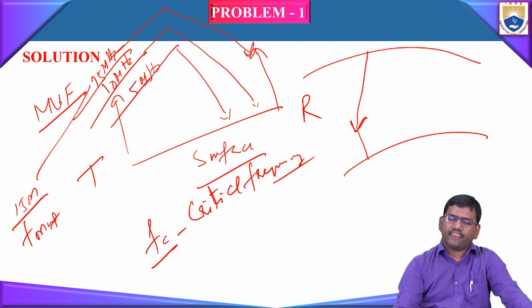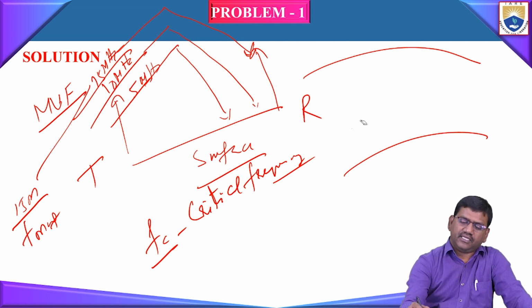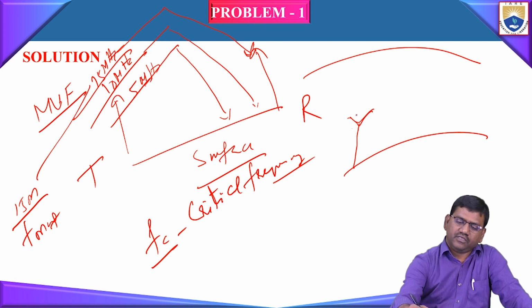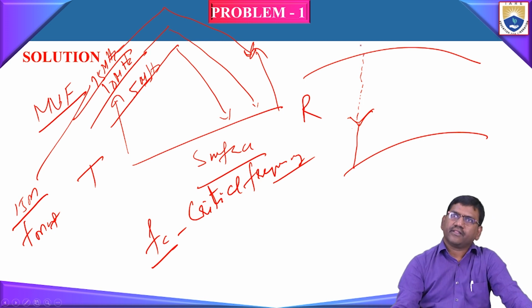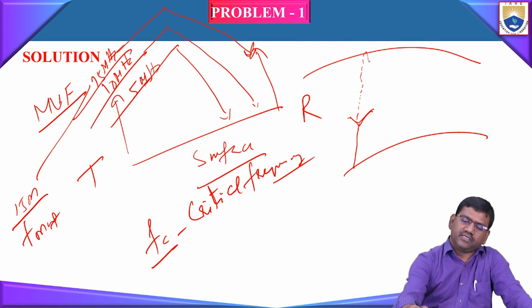So vertically means this is vertical. Let us assume here the antenna direction is like this, and the antenna is located like this. We are going to send the signal vertically. The signal comes back to the Earth here. Here there is a receiving antenna. This is the receiver. This is the transmitter.